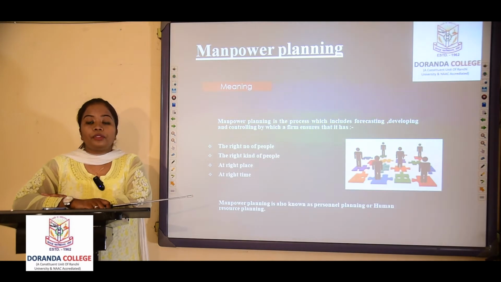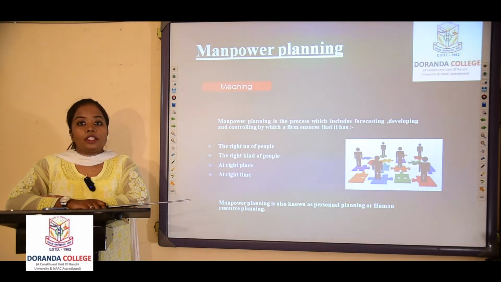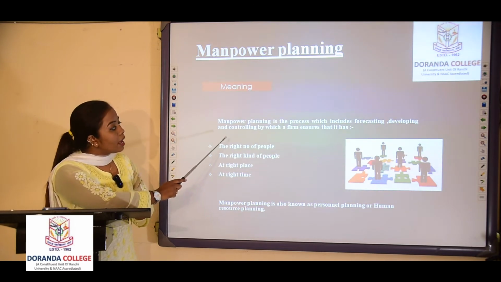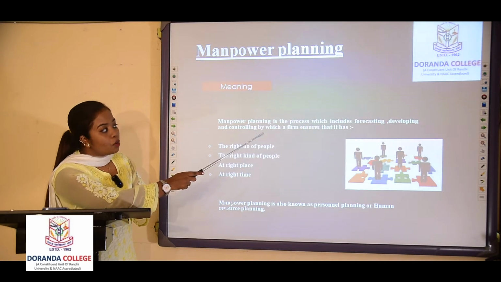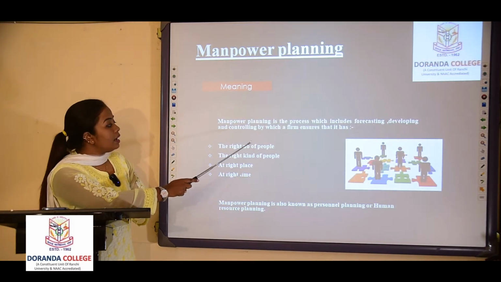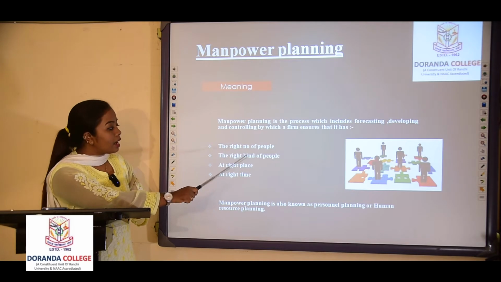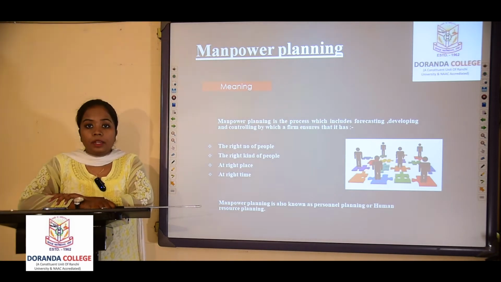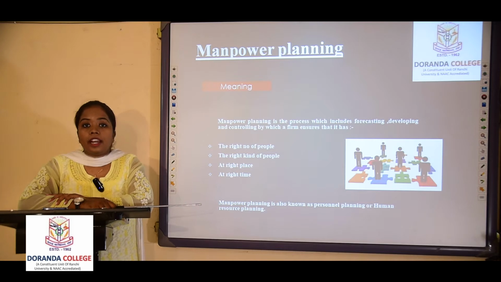we can see the first part that we need to understand is what is manpower planning. Whenever we hear the term manpower planning, we should understand the meaning: manpower planning is the process which includes forecasting, developing, controlling, by which a firm ensures that it has the right number of people, the right kind of people, at the right place, at the right time. Here you need to understand the concept that before starting any business, it is very important to forecast the entire things, that what sort of manpower planning you should plan for your industry.